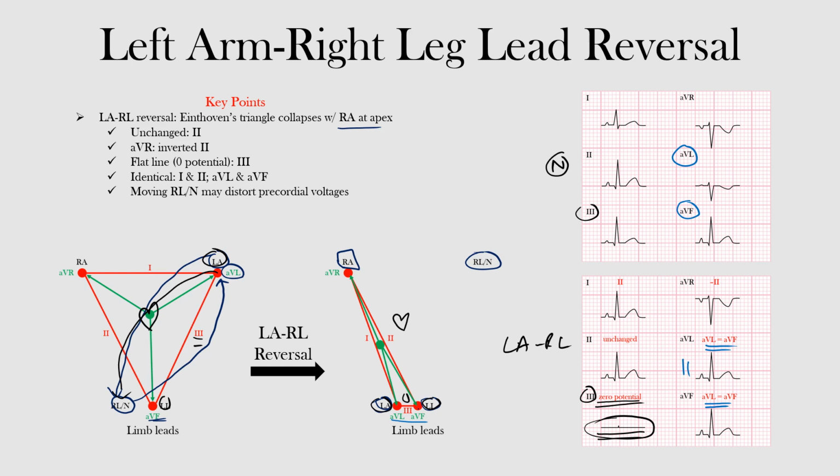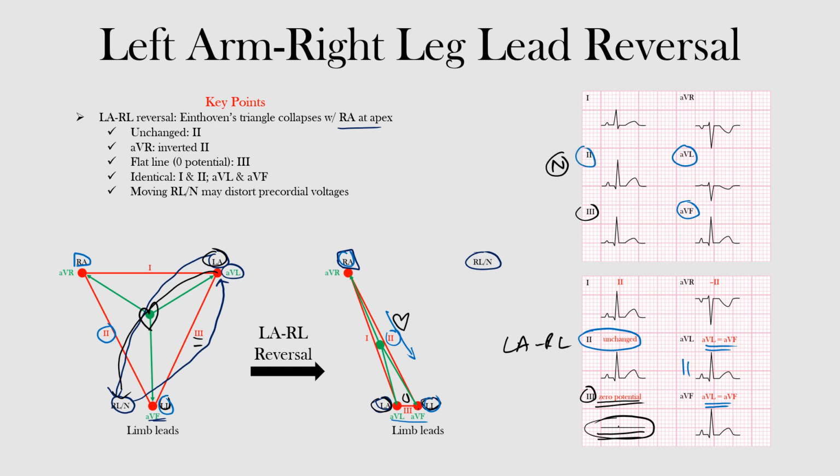So take a look here. Here's lead 2, going from the right arm to the left leg, and it's really not disturbed, right? Our right arm and left leg are still there. Here's lead 2, still going in the same direction, okay? So lead 2 will remain unchanged. It's the same as it is here.